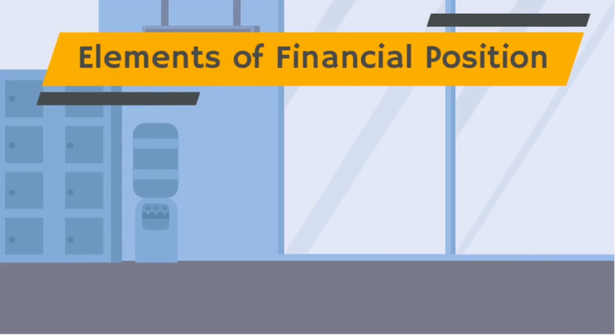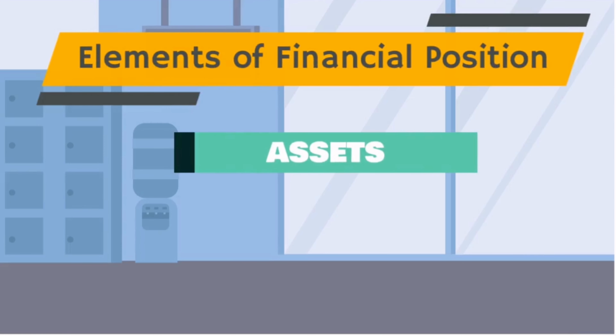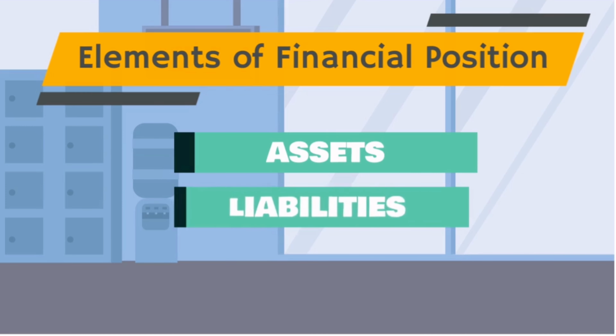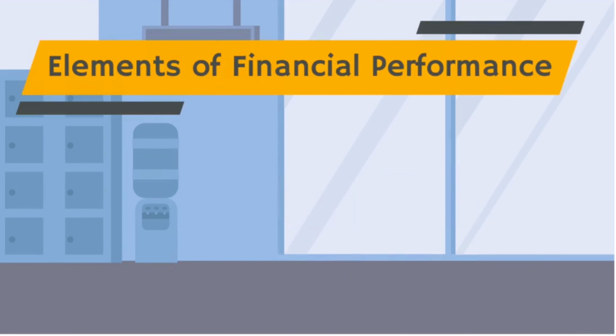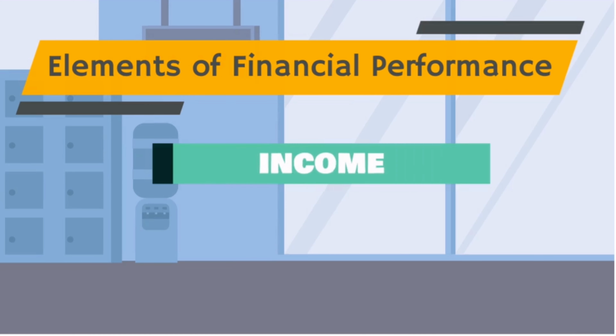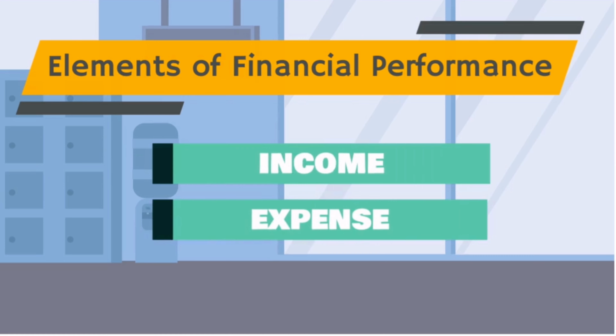That ends the discussion about asset, one of the elements of financial position. Part 2 of this video will discuss the remaining elements of financial position, which are the liabilities and equity, as well as the elements of financial performance, income and expense, which can also be viewed on this channel.